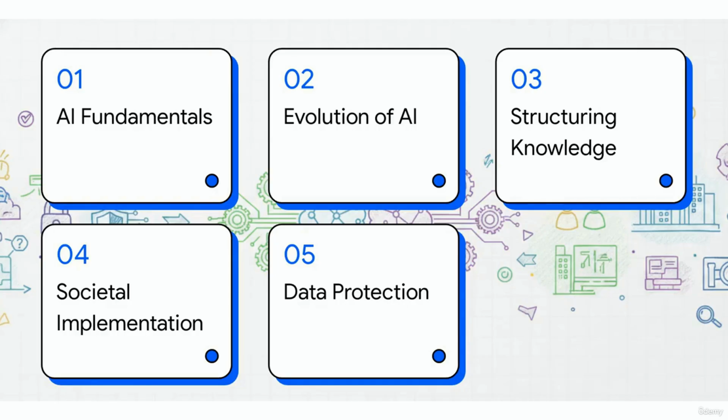Here's our roadmap for today. We're covering 5 key areas. First, AI fundamentals and mechanisms. Then, the evolution of AI. After that, we'll hit structuring knowledge and data, followed by AI implementation in society, and finally, data protection and privacy. Let's get right into it.